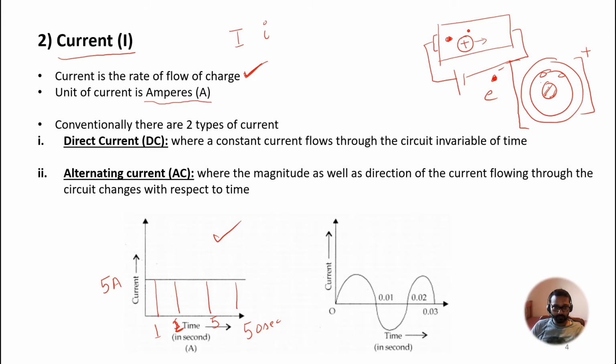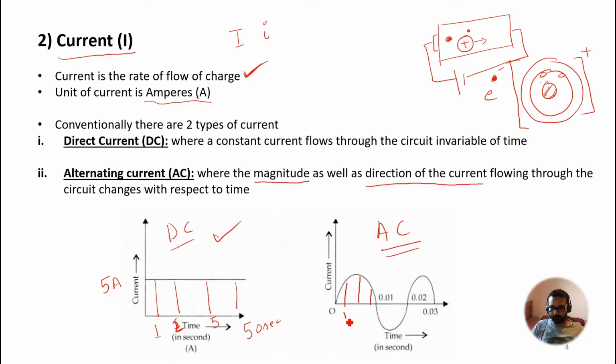However, for the AC circuit, AC means alternating current. So for this AC circuit, both the magnitude as well as the direction of current flowing through the circuit changes with respect to time. Now if we look at the second figure over here, that's your AC, this one was DC, right? What you could see is it's a sinusoidal graph, right?